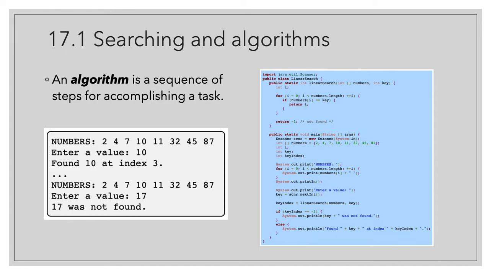A linear search example is a search algorithm that starts from the beginning of a list and checks each element until the search key is found, or the end of the list is reached. In this example, the program looks for the value of 10, and it's later found at index 3.